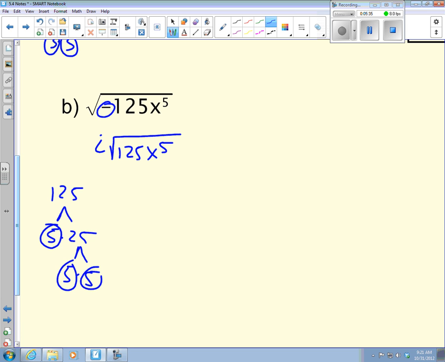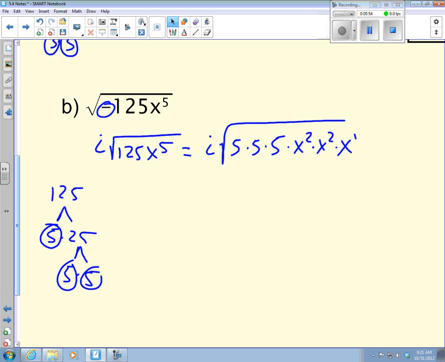These are also prime. So the way I'd write this problem is i square roots of 5 times 5 times 5, x to the fifth. Well, that's an x squared times an x squared times an x. 2 plus 2 plus this 1 right here equals 5, so that's x to the fifth. And the reason I wrote it as x squared is for every 2 x's, you can pull it out and put an x on the outside of your square root symbol.